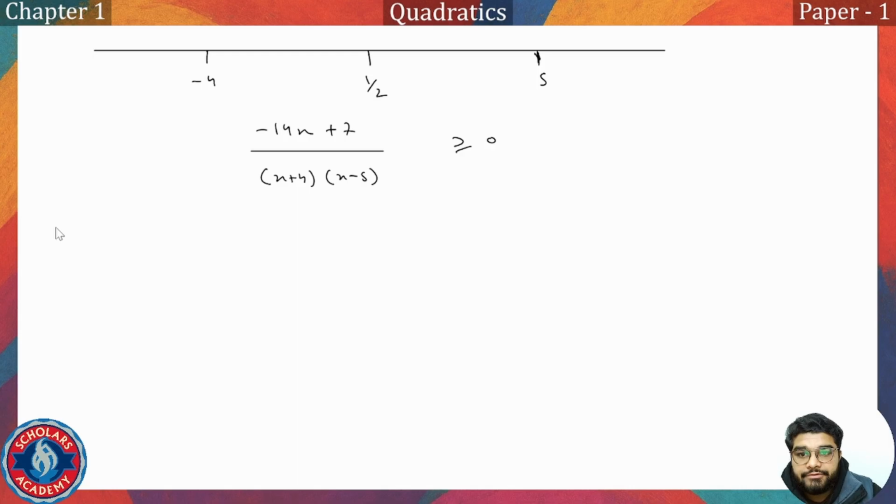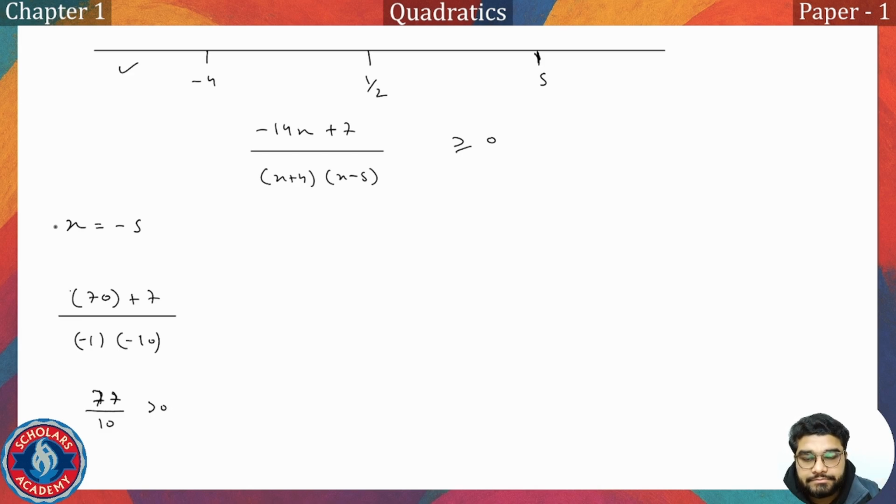First interval, when x is less than negative 4. So x is equal to negative 5. Let's check for this. 14 times negative 5, so what we get is negative of negative 70 plus 7, divided by negative 5 plus 4, negative 1, times negative 5 minus 5, negative 10. So this negative gets cancelled out, negative positive, and we get 77 by 10. So 77 by 10 is greater than 0. Yes, we'll take this interval.